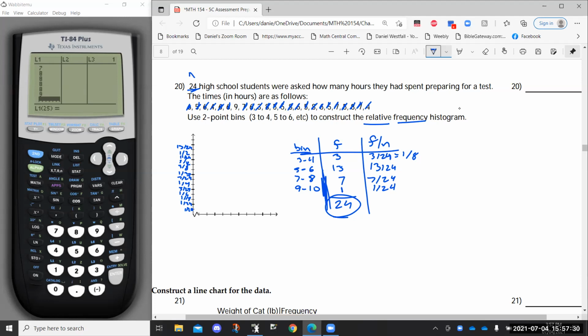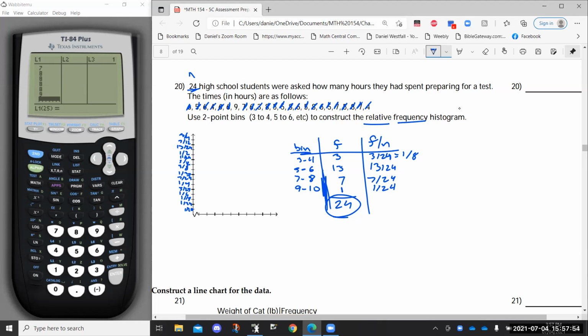14 out of 24 is going to be 7/12. 18 out of 24 is going to be 3/4. Let's stop up there, something like that. It's really hard to figure that out, but 3 out of 24 is just going to be 3 out of these tick marks. So now let's figure out on this scale.